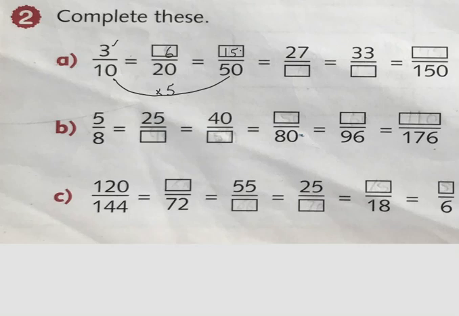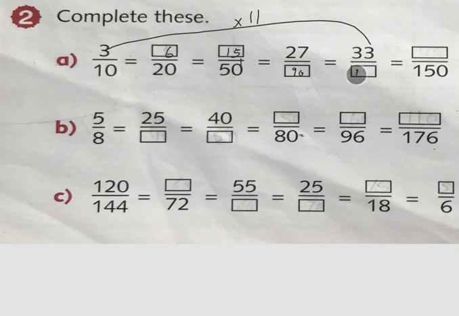The next value we have is 27 in its numerator. Find from this side the number which we multiply with 3 and it gives us the answer 27. So we know that 3 9s are 27. So multiply this 9 with its denominator. So 10 9s are 90. Okay, the next value is 33. Find the number which we multiply with 3 and it gives us 33. We know that 3 11s are 33. So multiply this 11 with 10 also. 10 11s are 110.